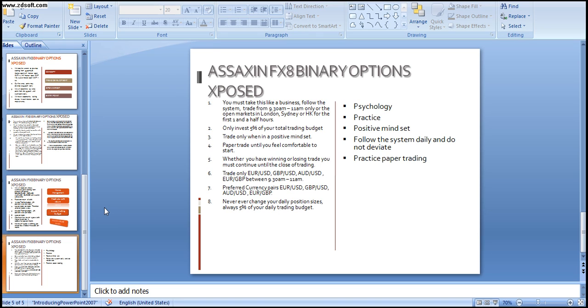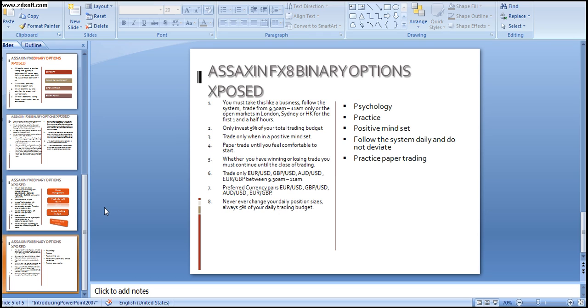Now, another market that we found that does generate some movement as well is the Hang Seng market open, which is the Hong Kong market, and all four currencies do work well on the Hang Seng market. So that's also a very good market to trade the four currencies.